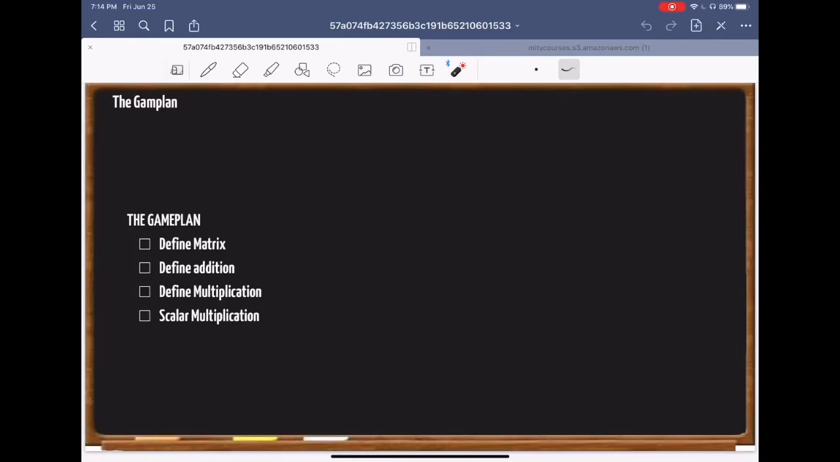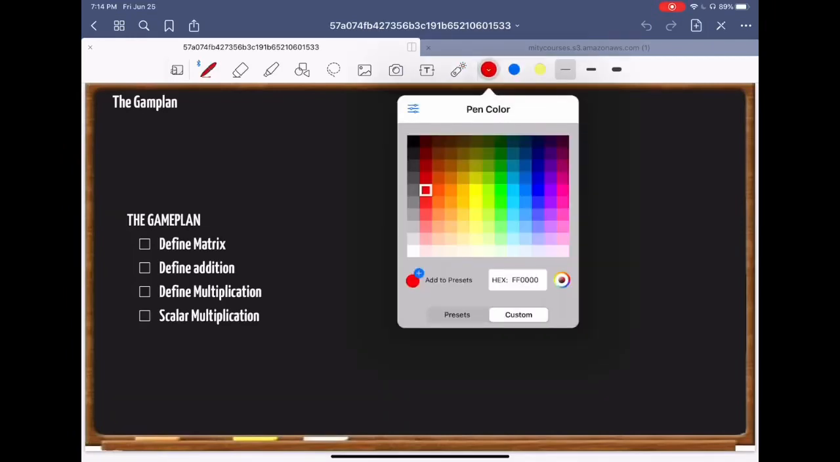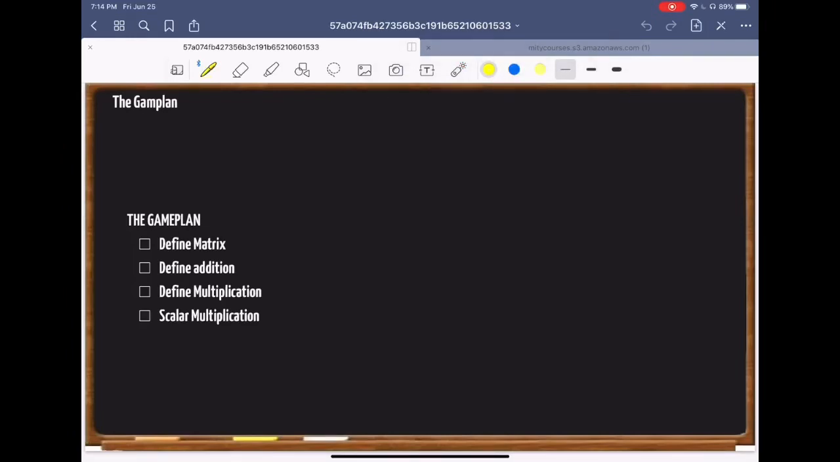So first things first, a matrix. Really, a good way to think about a matrix is a table with entries. That's it. That's pretty much what a matrix is. It's a table with numbers or entries.